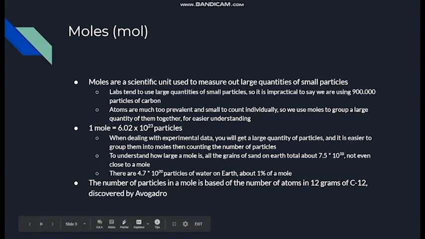Because if we look at this number, 6.02 times 10 to the 23rd, that's an extremely large number. Take into consideration, all the grains of sand on Earth total about 7.5 times 10 to the 18 grains. This is not even close to a mole. For another reference, there's 4.7 times 10 to the 20 particles of water on Earth, about 1% of a mole. And the number of particles in a mole is based off the number of atoms in 12 grams of carbon-12, discovered by a scientist by the name of Avogadro. This number, 6.02 times 10 to the 23rd, is also more commonly referred to as Avogadro's number.